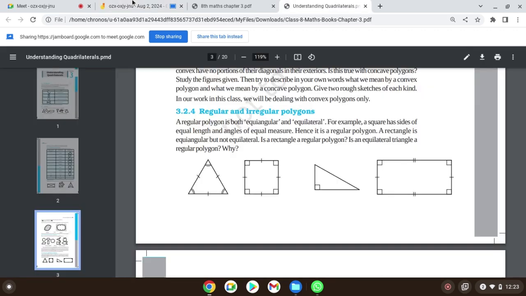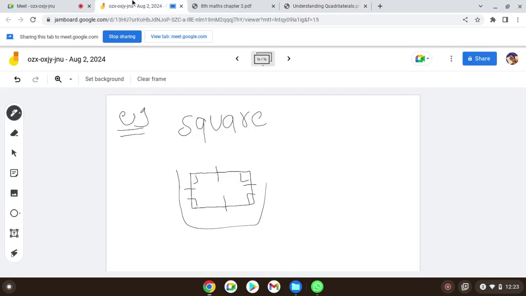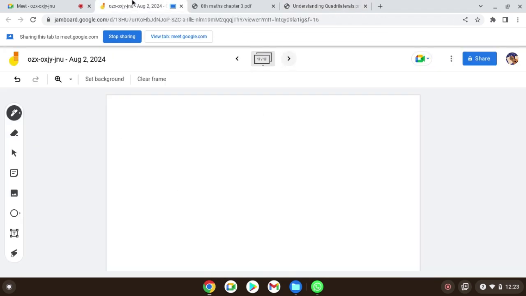Another example do we have? A triangle, which has a specific name belonging to the triangle category, which is known as a regular polygon. Which one? Isosceles triangle. Yes, an isosceles triangle has equal sides and equal angles.